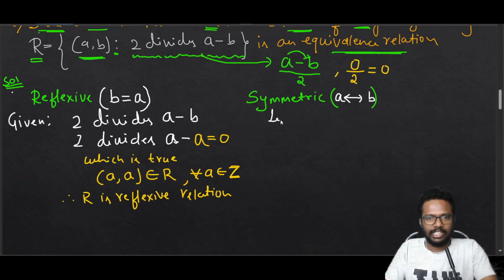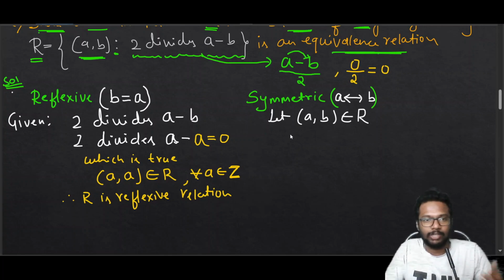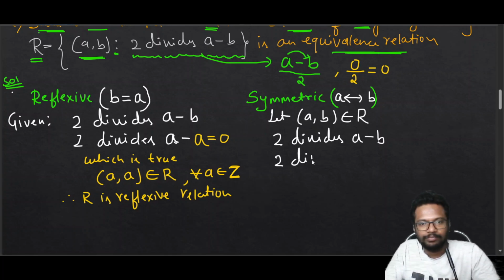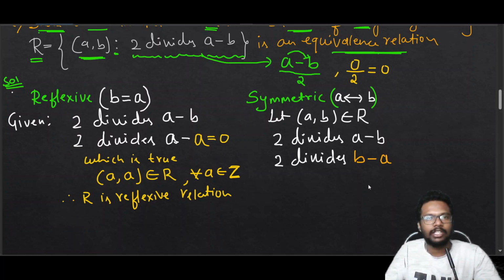Okay, so let's consider: let (A, B) belongs to R. If (A, B) belongs to R, by the help of the definition of the given set R, we can write 2 divides A minus B. So if A is related to B, it means 2 divides A minus B. Now our target is to interchange A and B. So now 2 divides, in the place of A I am going to write B, minus, in the place of B I am going to write A.